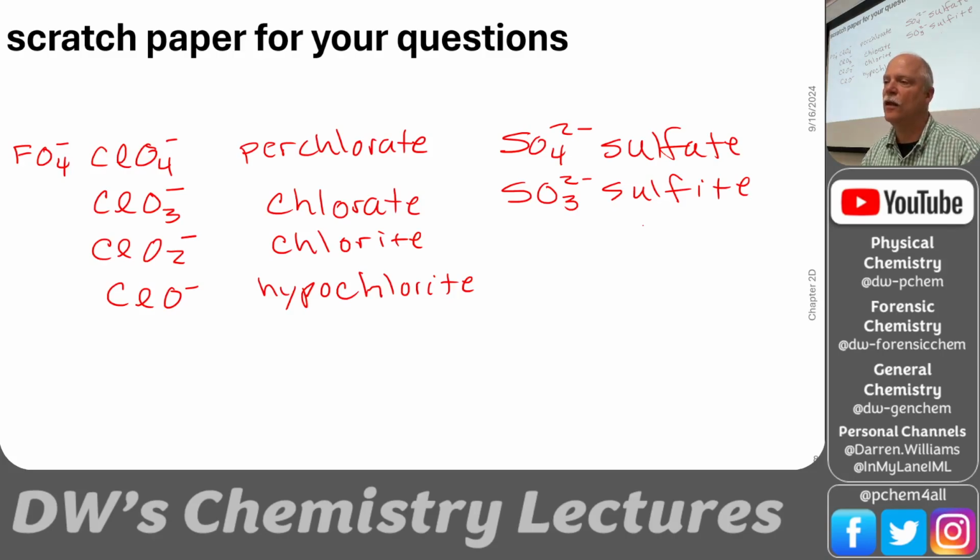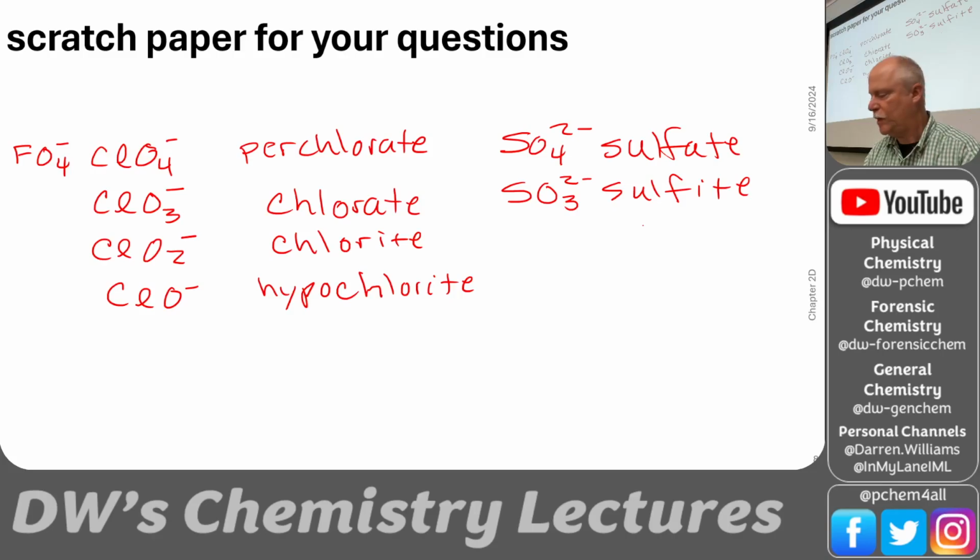Yes? Whenever you go up, you know how you went up on chlorate and it became perchlorate? Is there another name for another one if it goes up any more? No, it stops there. So it's always going to be perchlorate? Yeah, that's where it stops.